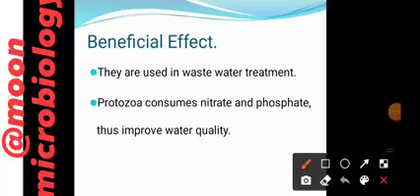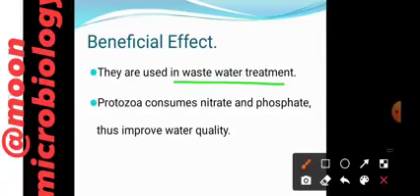They are used in wastewater treatment, and they are helpful in sanitization. How can we say they are helpful in sanitization? Because a large number of protozoa live in polluted water, and wherever there is polluted water, you can see large numbers of protozoa. They feed on the organic matter and slowly purify the water. So they are used in wastewater treatment.